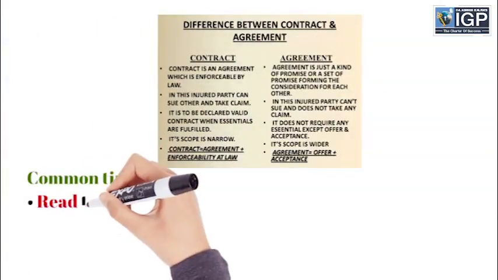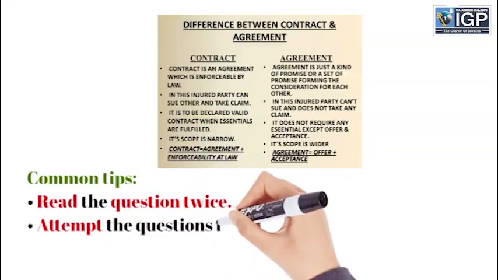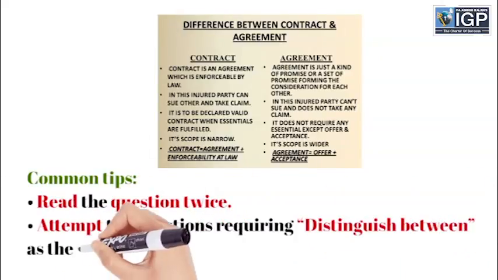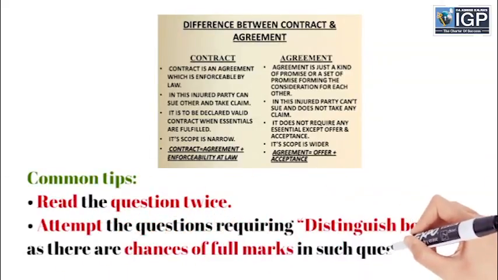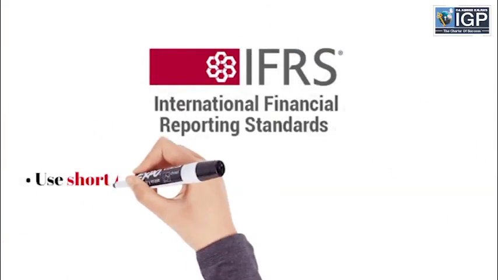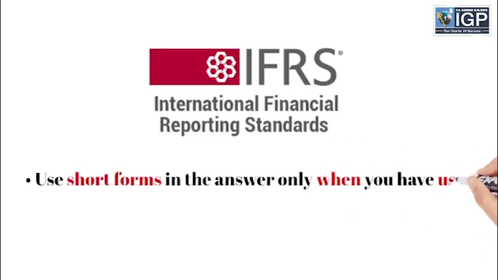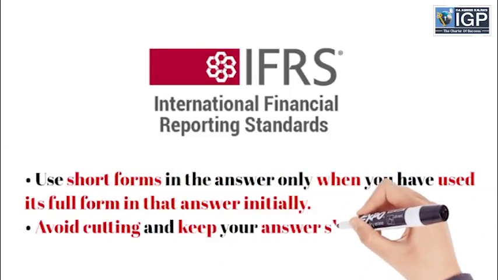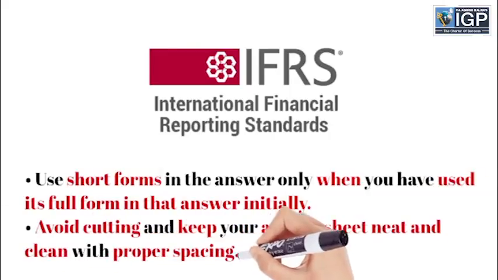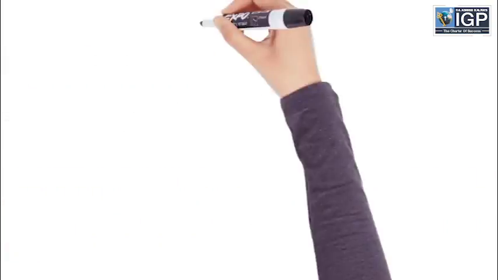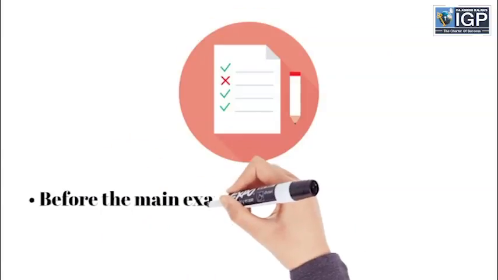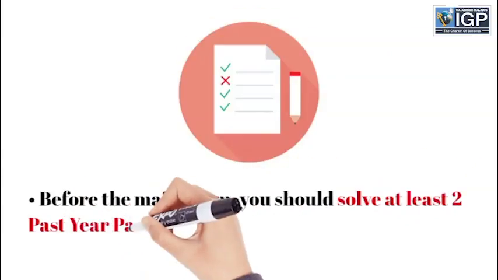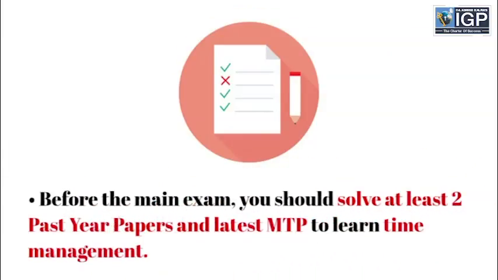Common tips: read the question twice. Attempt the questions requiring distinguish between, as there are chances of full marks in such questions. Use short forms in the answer only when you have used its full form in that answer initially. Avoid cutting and keep your answer sheet neat and clean with proper spacing. Before the main exam, you should solve at least 2 past year papers and latest MTP to learn time management.